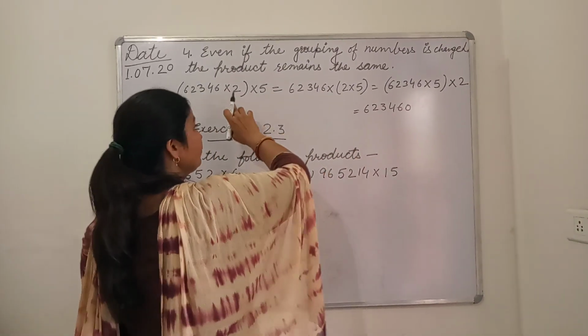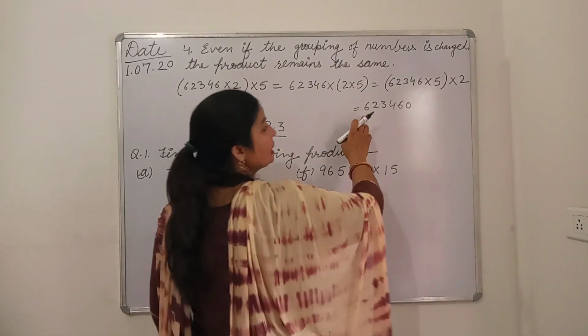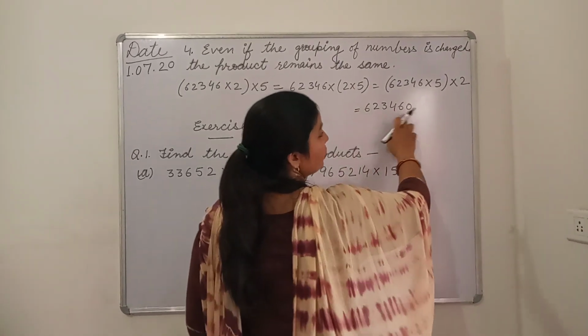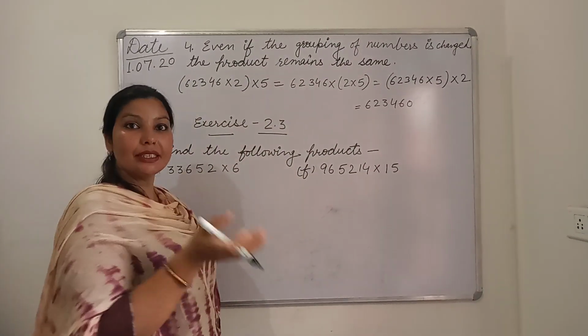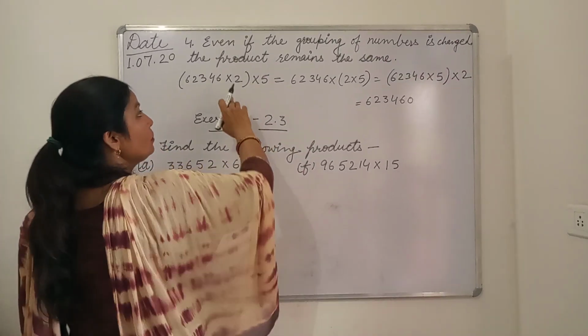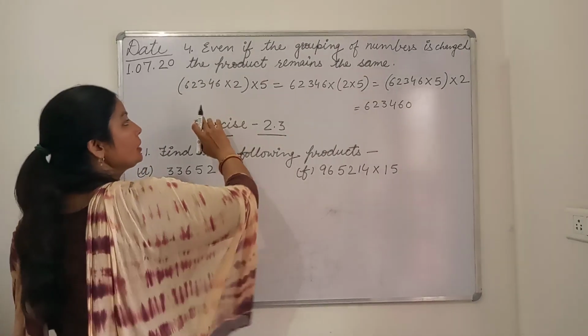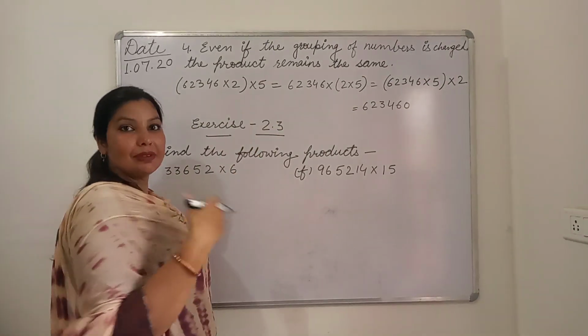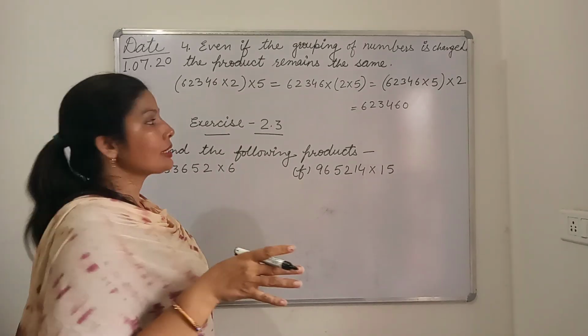When we multiply the first, second, third, then we get the same product. What is that? 6,23,460. That means we can change the group, and we can change the order also. In this we change the group, and in the first property we change the order. So you can change the group, then also the product will remain the same. We can change the order, then also we get the product the same.